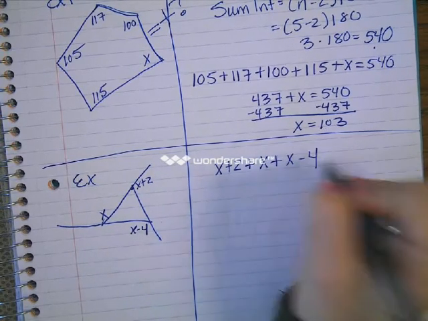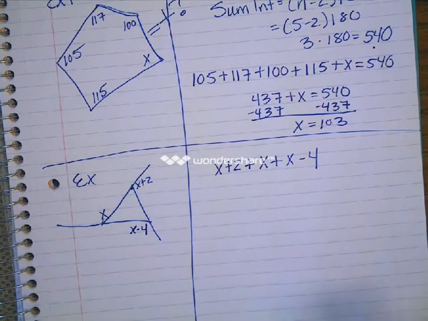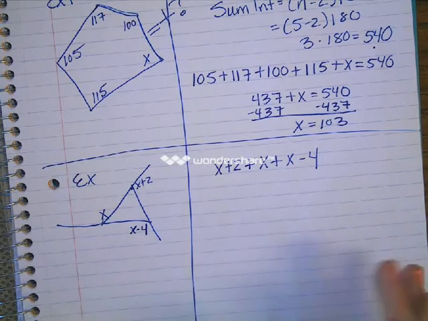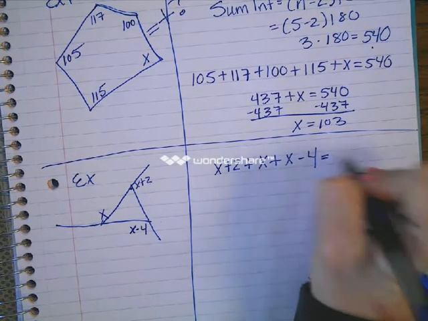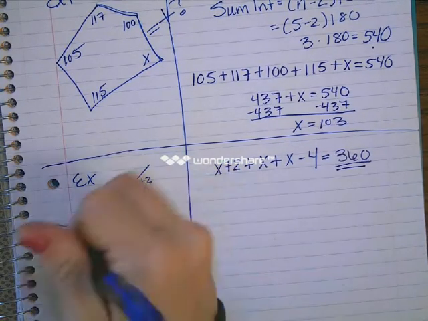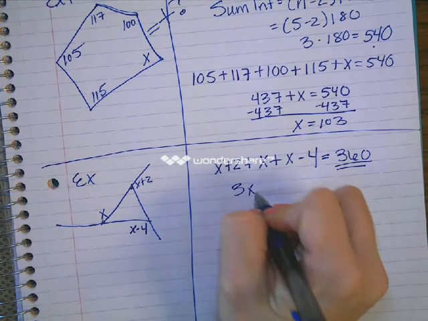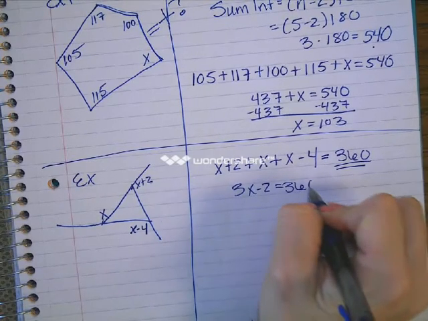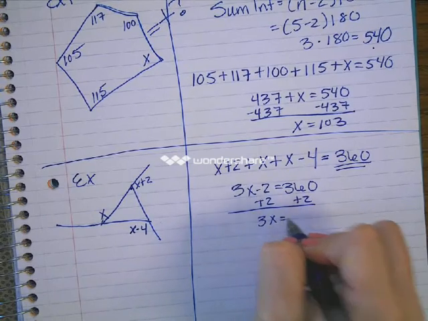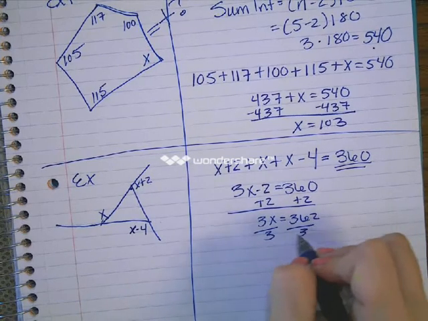Well, if you flip back to the last page, it says that all exterior angles, no matter what kind of shape it is, will always equal 360, no matter what. This number, if you're dealing with exterior angles, will always be 360. So we get 3x minus 2 equals 360 when we simplify. Add the 2. And divide by 3. And so x equals 120.67.